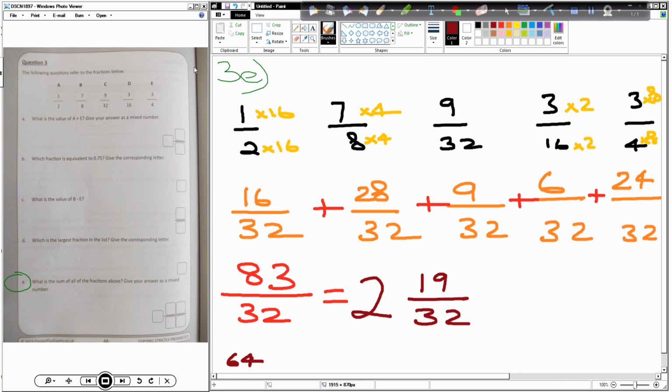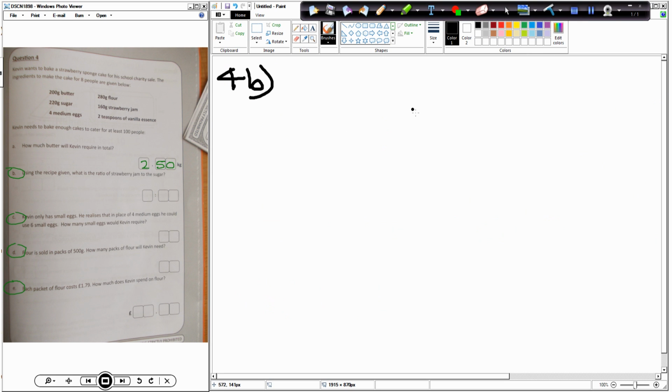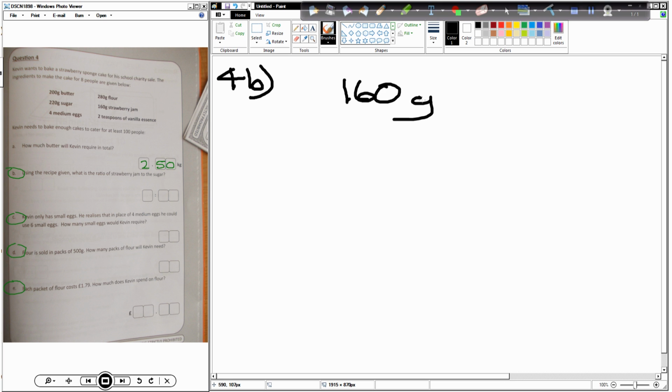That's question 3E. Lovely. Okay, question number 4B. Use the recipe given. What is the ratio of the strawberry jam to the sugar? Strawberry jam is 160 grams, and the sugar is 220 grams. So we write that as a ratio first of all, and then we need to simplify it. The easiest way is by dividing both sides by 10. So that gives us now 16 to 22.